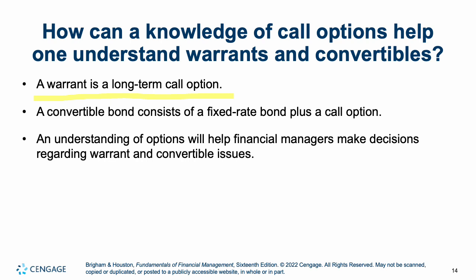When you get them originally, they're what is known as out of the money, meaning their exercise price is higher than the current stock price. But if the stock goes up, they can go into the money, meaning you can buy the stock cheaper than it's now trading at. So a convertible bond is what is known as a fixed rate bond plus a call option. So understanding options can help make decisions regarding warrants and convertible bonds. So let's talk about both of these.